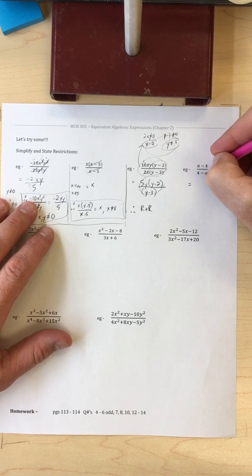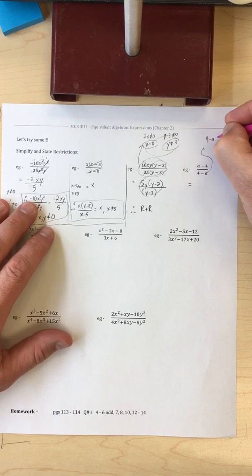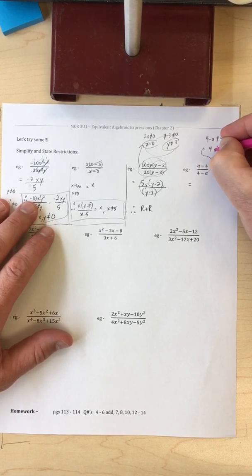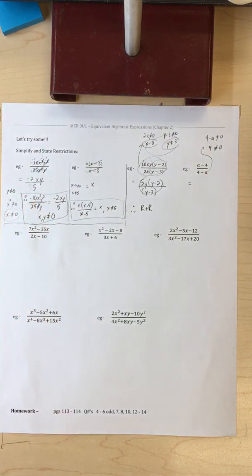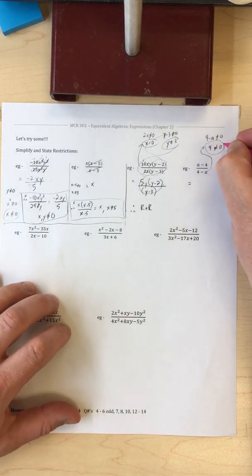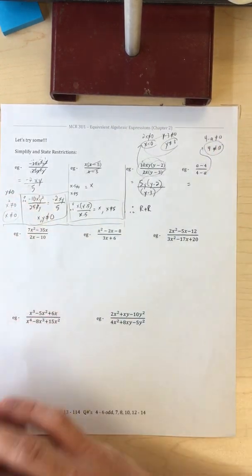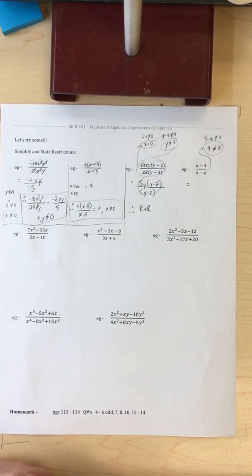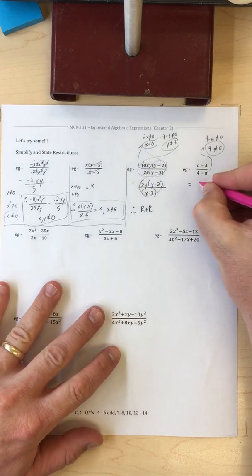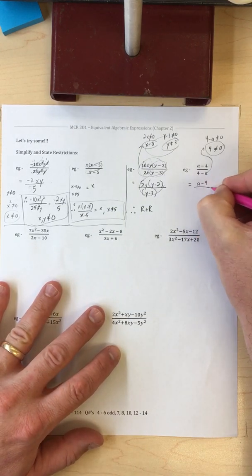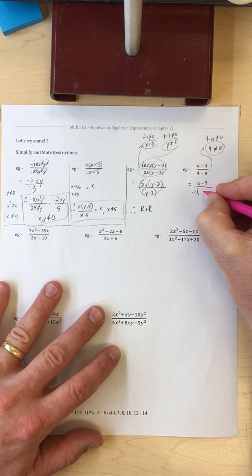For my restrictions, not too difficult. 4 minus a cannot equal 0. You can move the a over here, so a cannot equal 4. Or you just say 4 minus 4, a can't be 4. Okay, that's no problem. The restrictions are easy. There's no factoring to do. But what you'll notice is that they're different from each other, and so they don't cancel out. But sometimes, if you're clever, you can factor out a 1 or a negative 1.